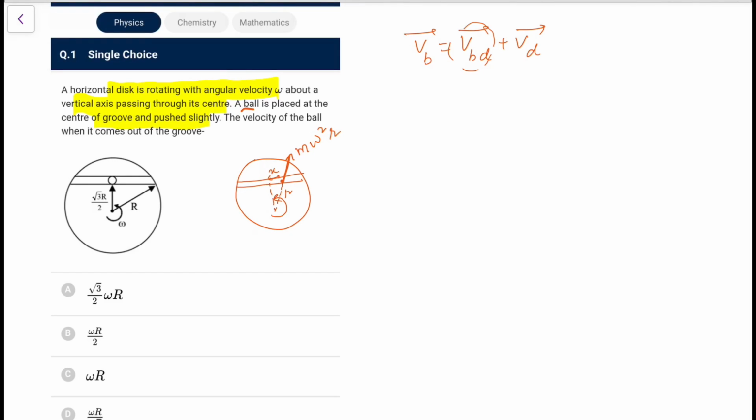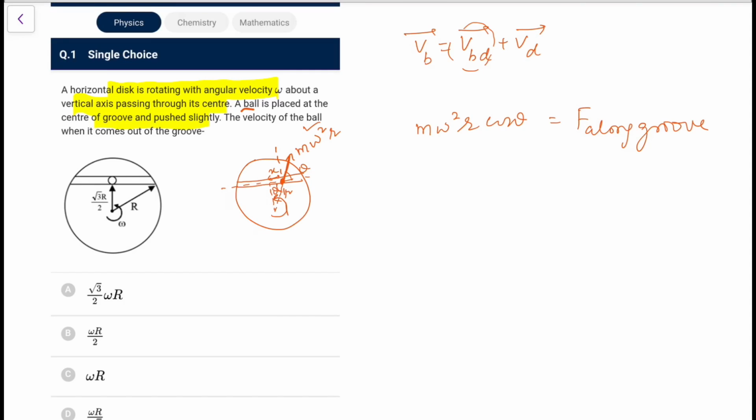Now there are no other forces in the horizontal plane except the normal, which acts perpendicular to the groove. This normal will be acting from the upper wall, I think, but the only force along the groove is the component of the pseudo force. If this angle is theta, then this angle will also be theta. So the force along the groove is equal to m omega square r cos theta.